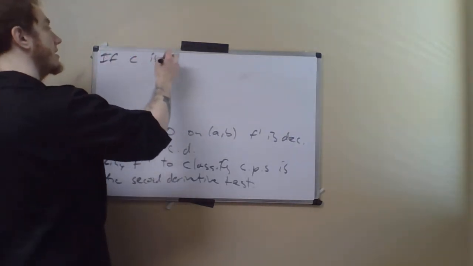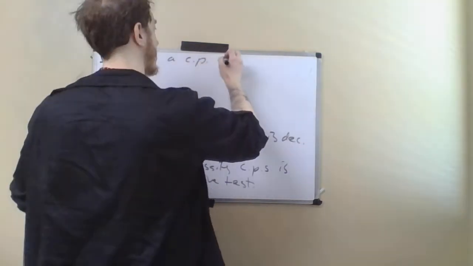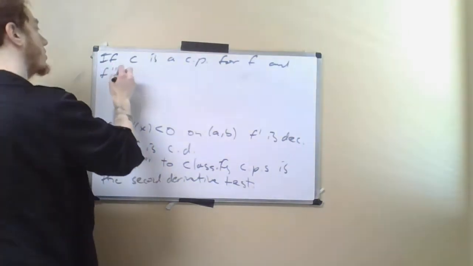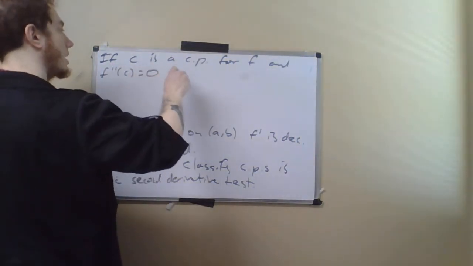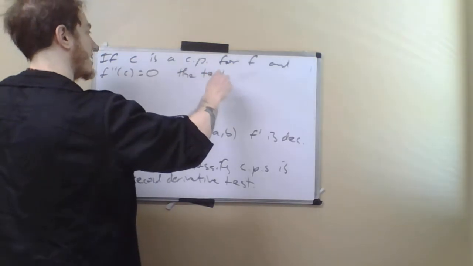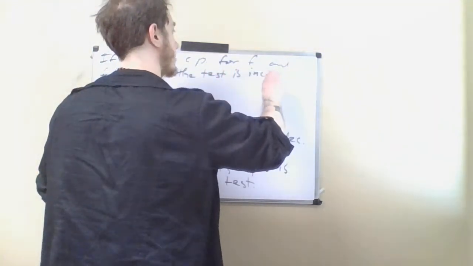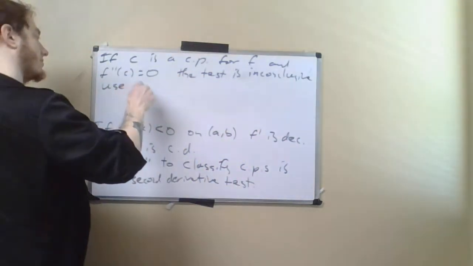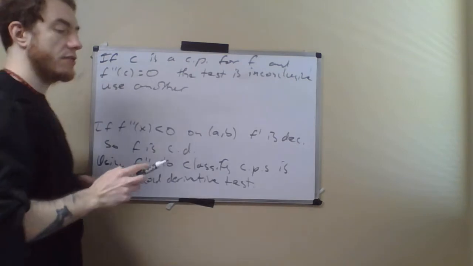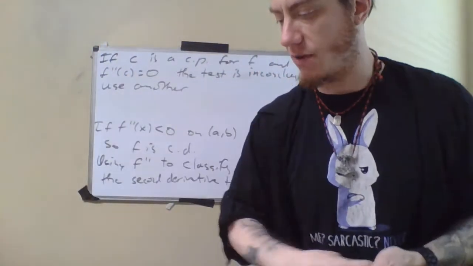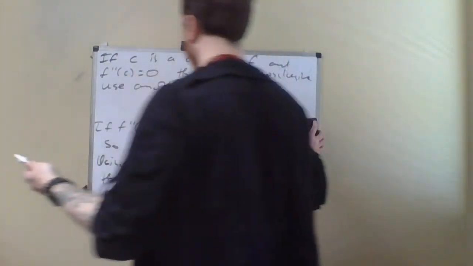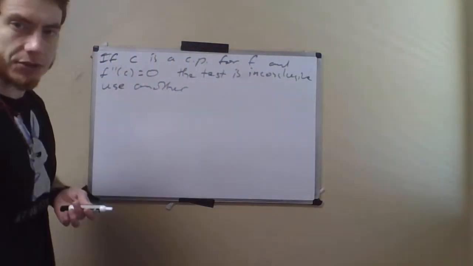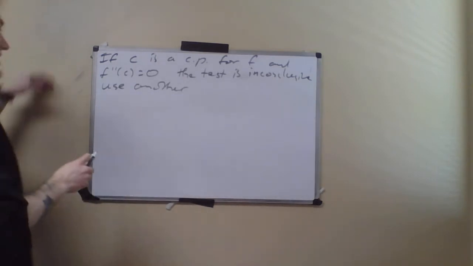If c is a critical point for f, and f double prime of c is equal to 0, the test is inconclusive. And we have to use another test. So this is the one problem with the second derivative test. Now, just to show you really quickly this idea of the second derivative test, let me give you the most basic possible examples of it in some sense.